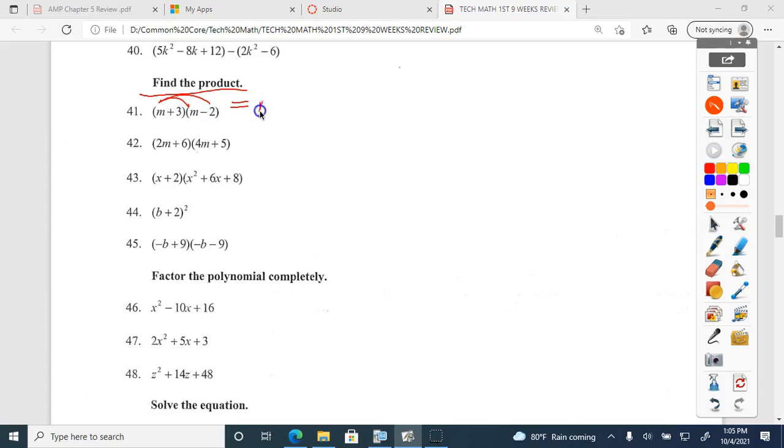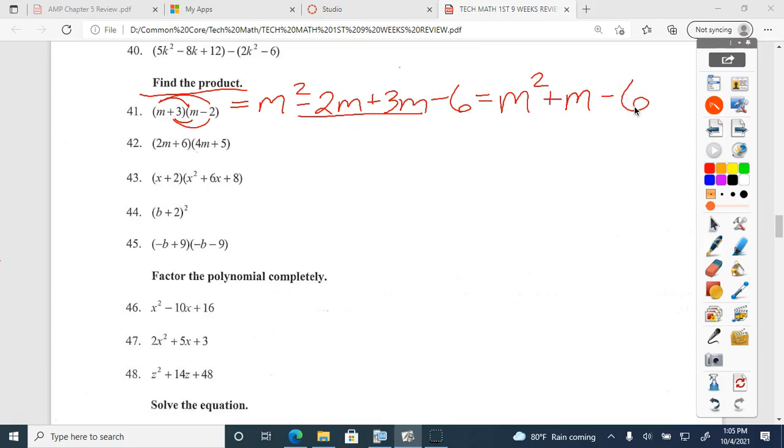M times M is M squared. M times -2 is -2M. 3 times M is positive 3M. And 3 times -2 is -6. And then you just add your like terms, which are in the middle right here. So that would be positive M and -6 for my final answer.